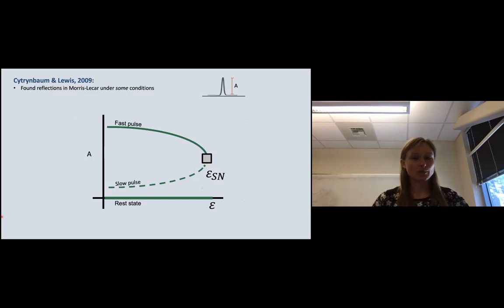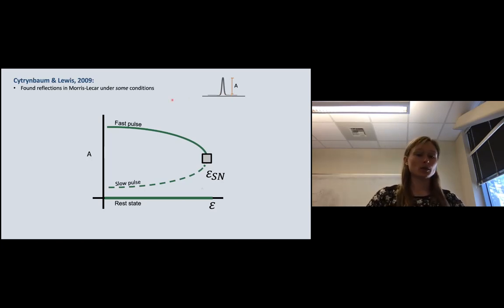So this question about these reflections was studied again by Citron, Baum, and Lewis in 2009. And they studied this in the Morris-Lecar model and found that reflections were possible under some conditions. They did a similar numerical experiment where they had a traveling pulse in the Morris-Lecar model, and they initiated that traveling pulse with a square wave or a smoothed out square wave. And here, for their bifurcation parameter, they tuned the amplitude of that initial condition.